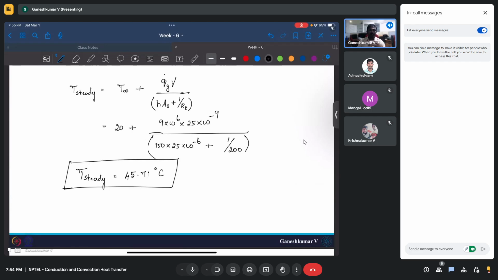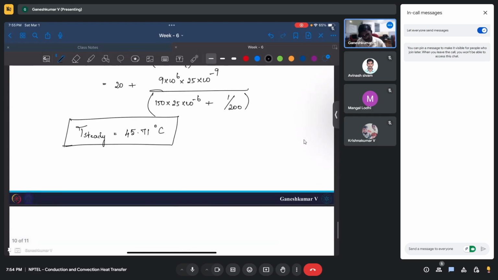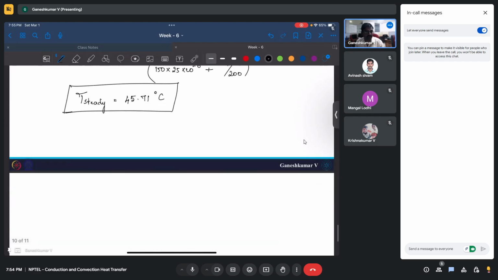So you have increased your capacity of removing heat from the system. In this case, your system is the chip. And your steady state temperature, which was 80 degrees when you don't consider this heat transfer, has now reduced to 45. Okay. All right. So this is a more realistic value compared to the previous value that we got.